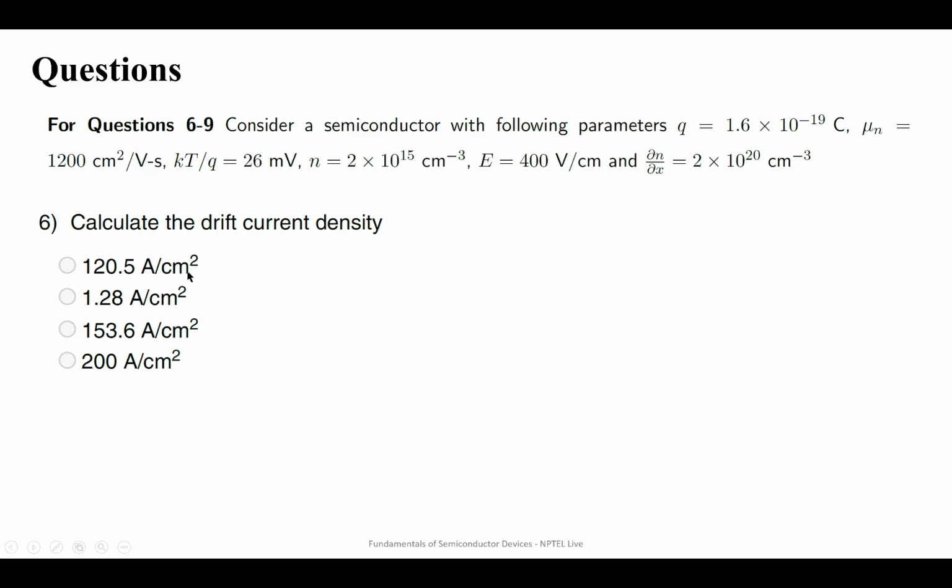The options are 120.5 ampere per centimeter square, 1.28 ampere per centimeter square, 153.6 ampere per centimeter square, 200 amperes per centimeter square.